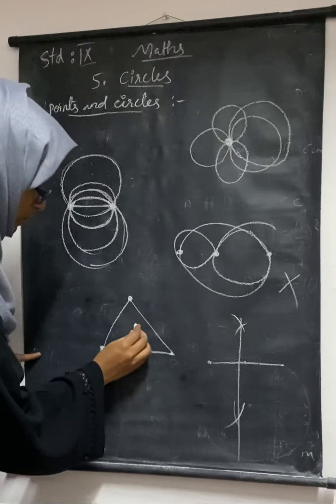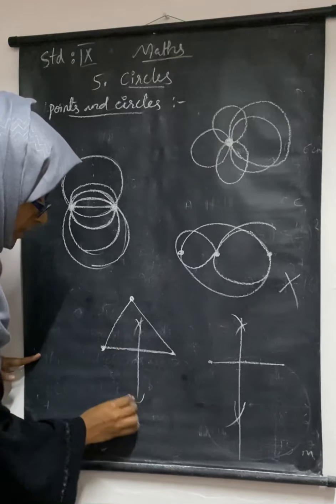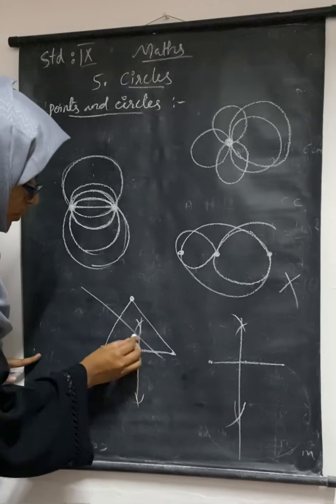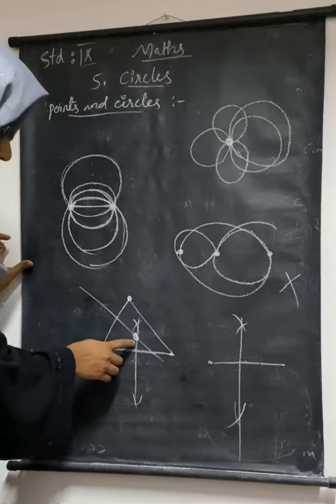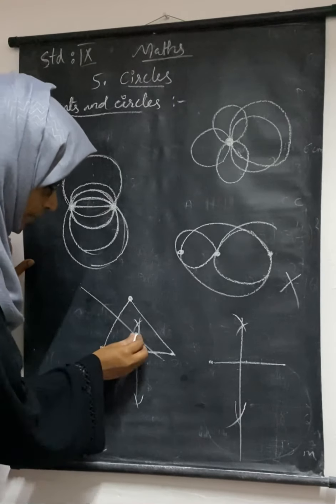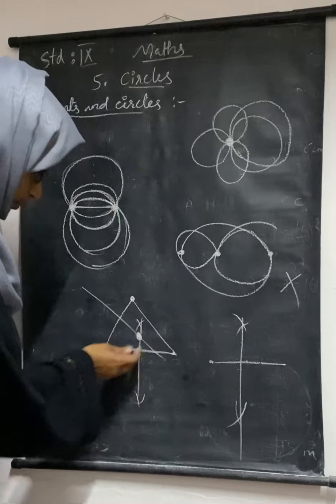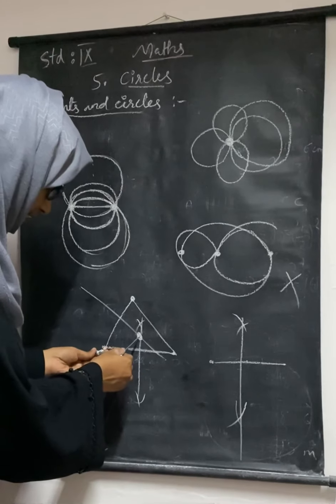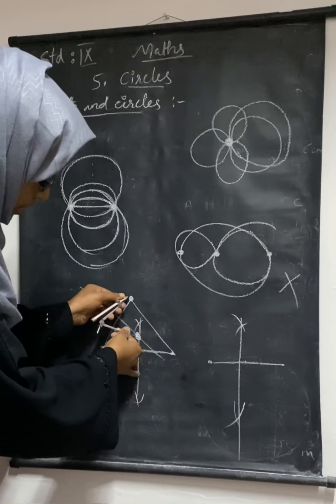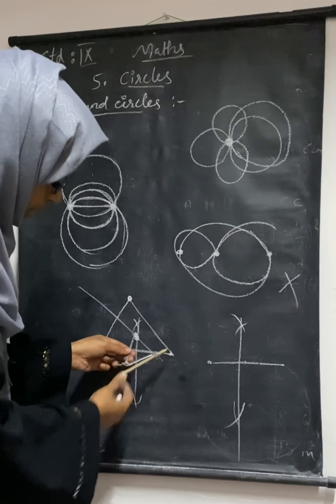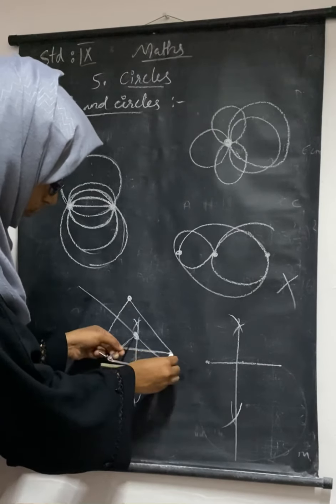Same way we are going to do this for all the sides, and here also we are going to join, so that these perpendicular bisectors will pass through the center of this circle. If I keep the compass here, I can choose any one of the points, this point or this point or this point, and using that you have to draw the circle.